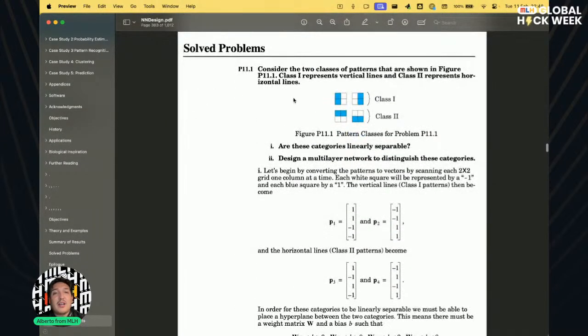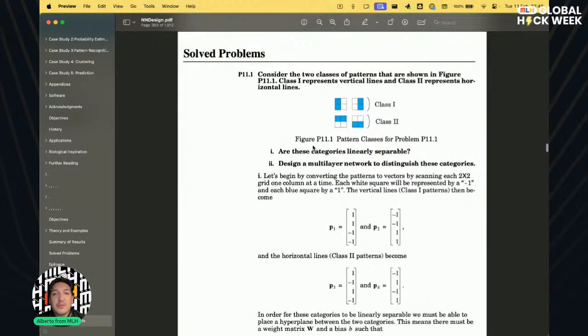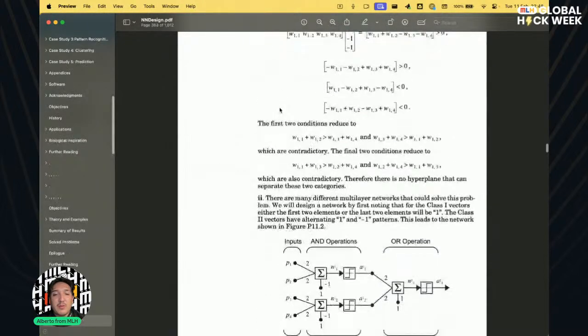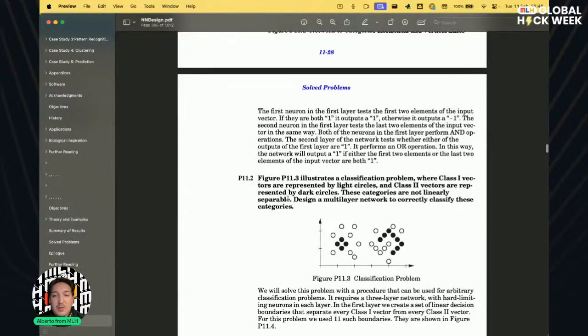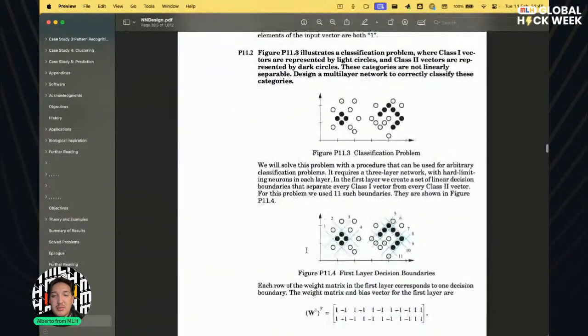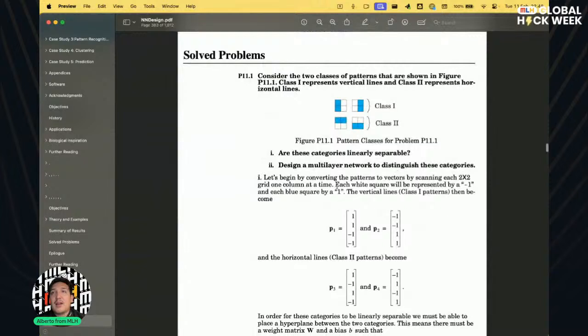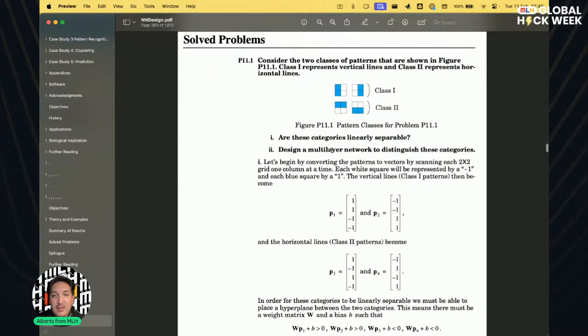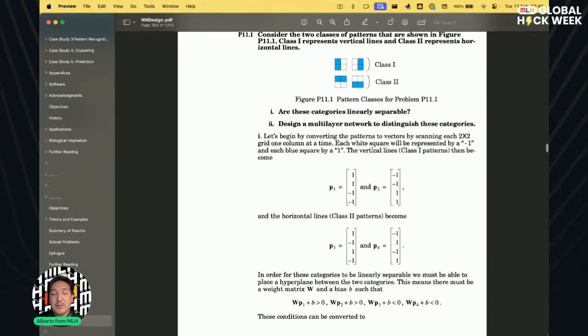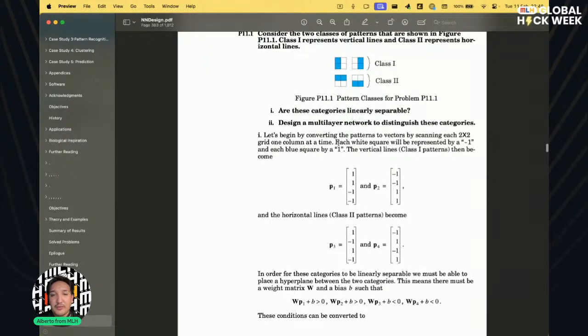So here there are some of these sub problems. P11 and P12 were these linearly separable problems. So let's try to make them in code. Consider two classes of patterns that are shown in figure P11, class 1 and class 2. Are these categories linearly separable? No.